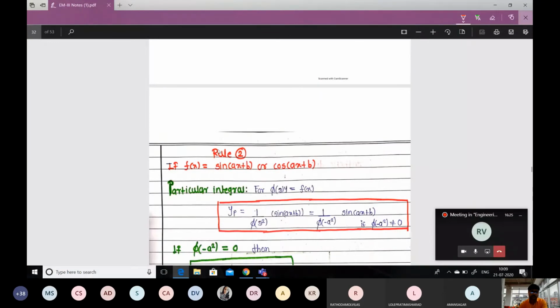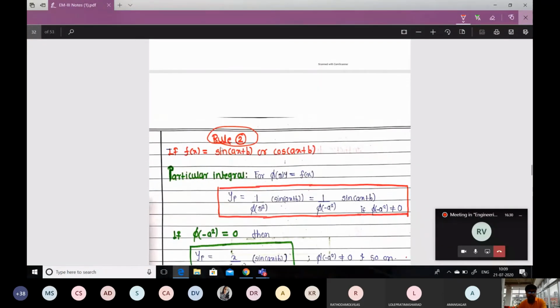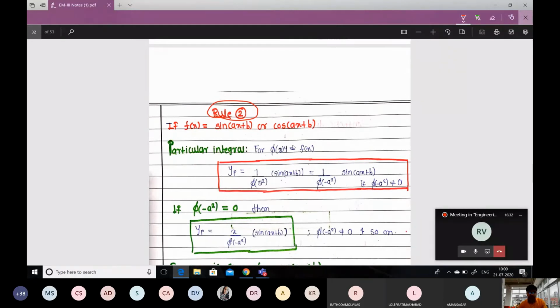Now rule number 2, which is also a very important rule in the case of a trigonometric function. If we want to solve the differential equation phi of D times y is equal to f of x, in that case the formula for a trigonometric function is given by yp is equal to 1 upon phi of D square sine ax plus b. It is equal to 1 upon phi of minus a square sine ax plus b, provided phi of minus a square is not equal to 0.